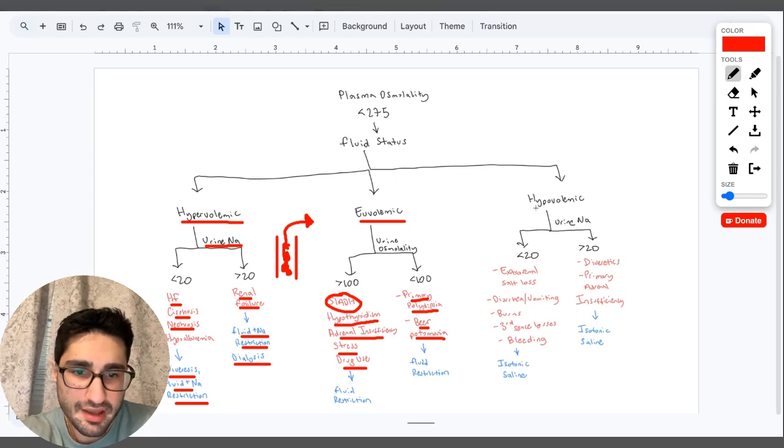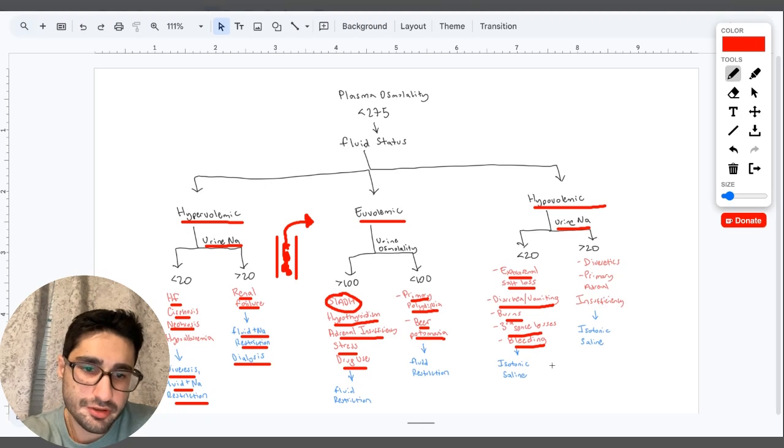Now, if the patient has hypovolemic hyponatremia, we're going to check their urine sodium again. And if the urine sodium is less than 20, that means that the kidneys are doing their job of reabsorbing the sodium when we have low levels of sodium within the body. So that means that the cause is going to be extrarenal salt loss. So this can occur with diarrhea and vomiting, burns, third space losses, as well as bleeding. And we're going to give fluids and sodium back to the patient with isotonic saline.